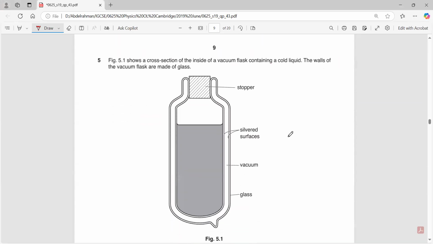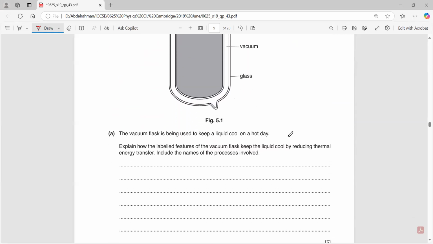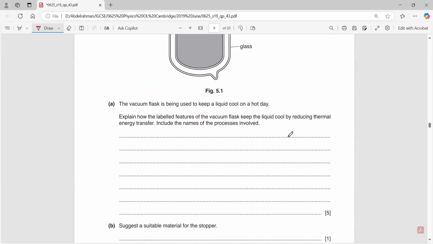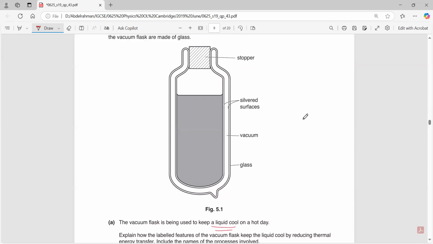Question 5. A cross section of the inside of a vacuum flask. The vacuum flask is being used to keep a liquid cool on a hot day. Explain how the labeled features help keep this liquid cool for a longer time. We need to include all of the processes involved. So we have glass, we have a vacuum, silvered surfaces, we have a stopper. Let's talk about them one by one. For example, the stopper. What does the stopper do?